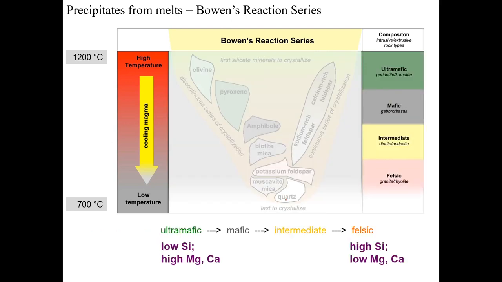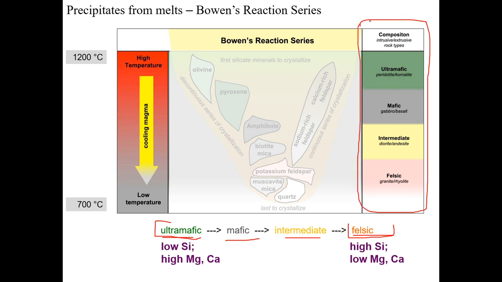Okay, so the composition goes from something called ultramafic to mafic to intermediate to felsic. Okay, these are new terms for you that I'm sure most of you have not heard before, so let me explain them a little bit. These are the terms that we use to describe composition. So when I ask about the composition of an igneous rock, this is what you've got to know. So we have ultramafic, mafic, intermediate, and felsic. If I ever ask you for the composition of an igneous rock, you're going to use one of these terms, okay?